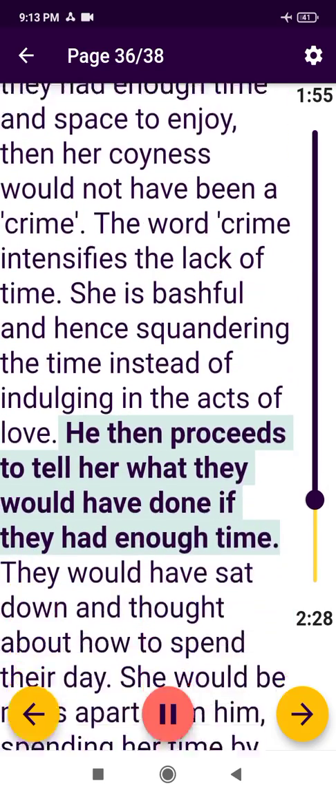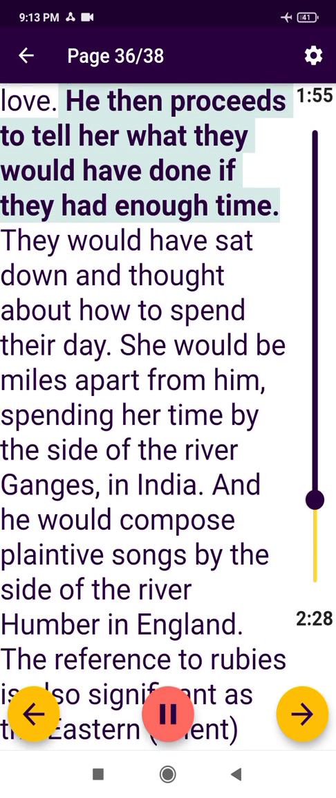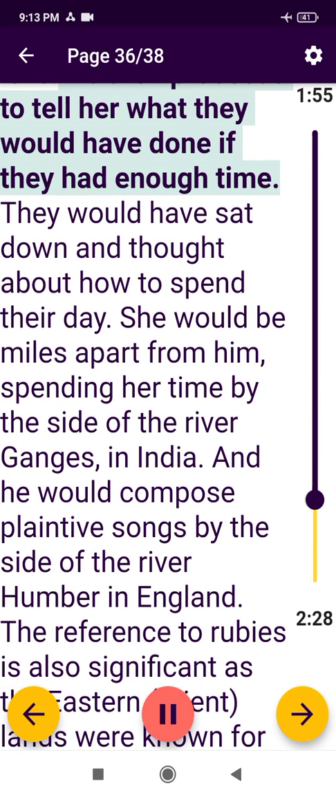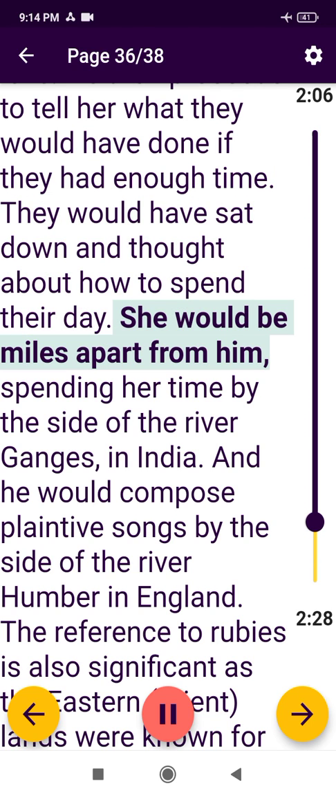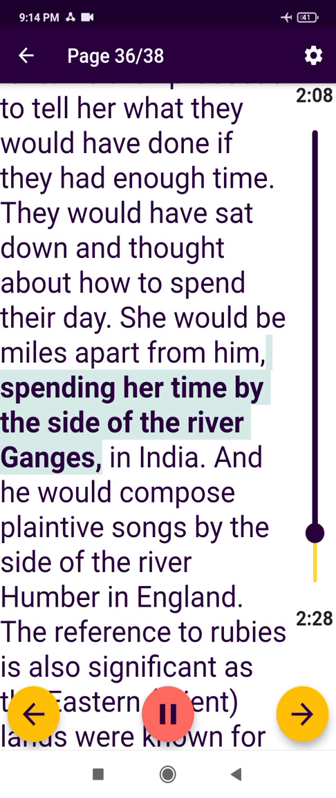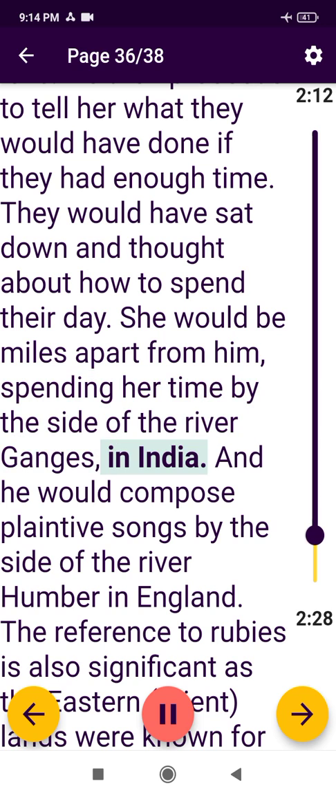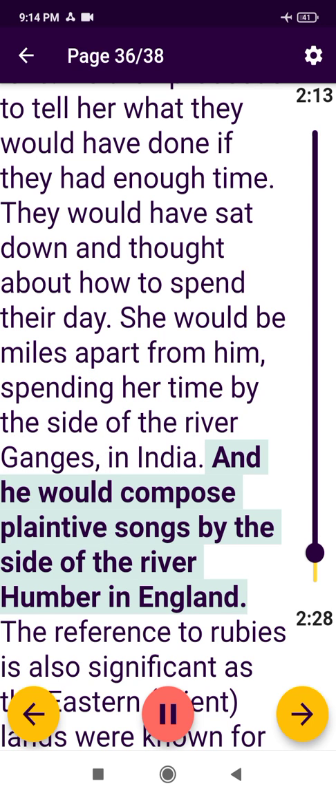He then proceeds to tell her what they would have done, if they had enough time. They would have sat down, and thought about how to spend their day. She would be miles apart from him, spending her time by the side of the river Ganges, in India. And he would compose plaintive songs by the side of the river Humber in England.